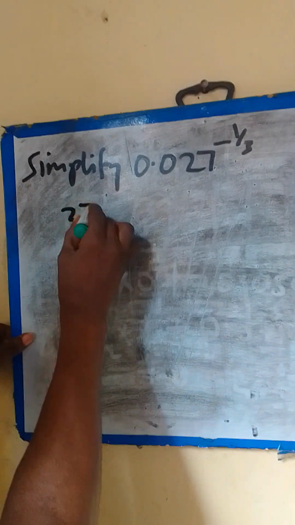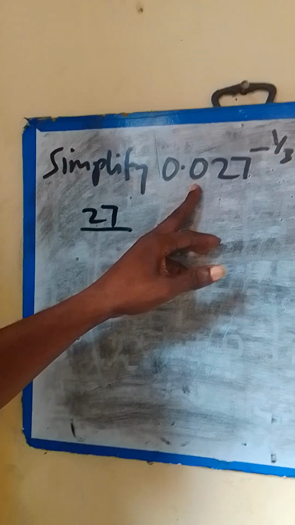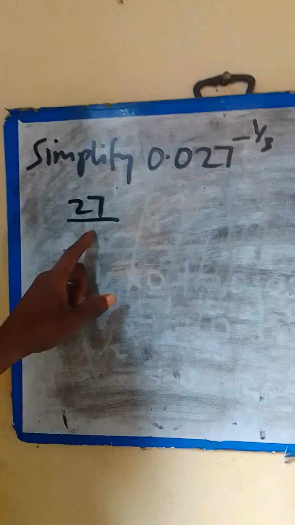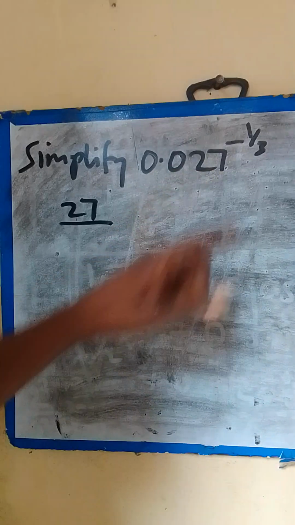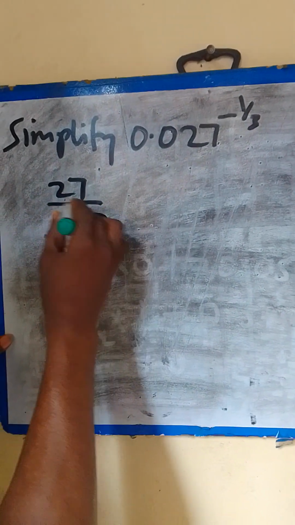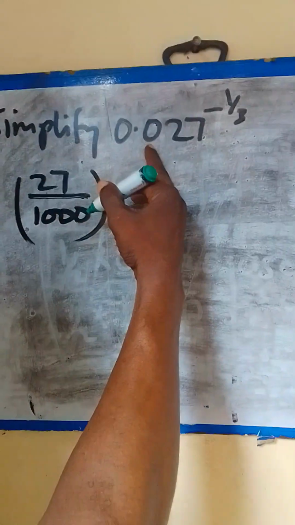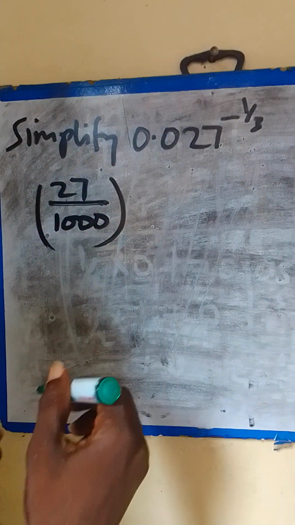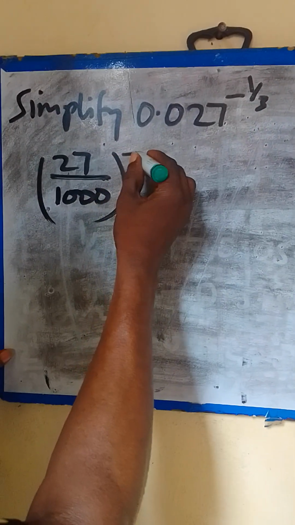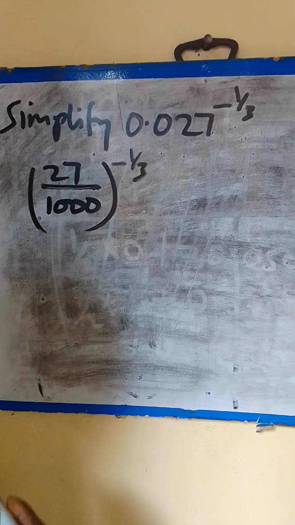It becomes 27 over the denominator, which is determined by the number of digits after the decimal point. So we have 1, 2, 3. It is 3 digits, and 3 digits make 1,000. If we have 2 digits, it will be 100. If we have 1 digit after the decimal point, it is 10. If we have 6 digits after the decimal point, it is 1 million. So it will now become this, raised to power this. So we have converted the decimal to a fraction.